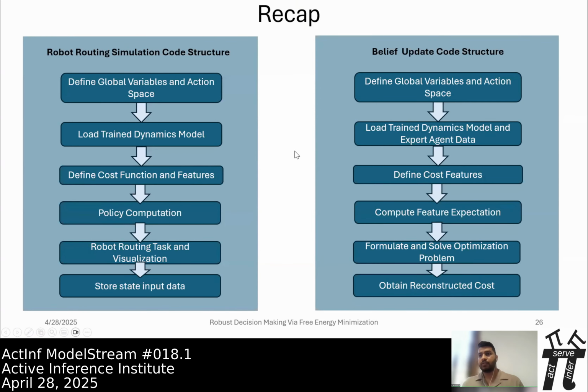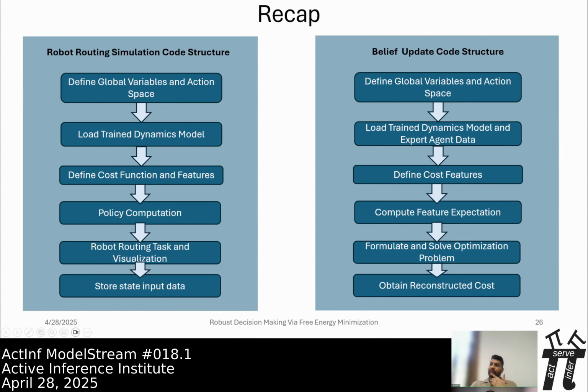So just to recap, the code structure for the robot routing task was to define the global variables, action space, load and train the dynamics model, define the cost function and the features, compute the policy, collect the data and basically visualize the robot going to the goal.